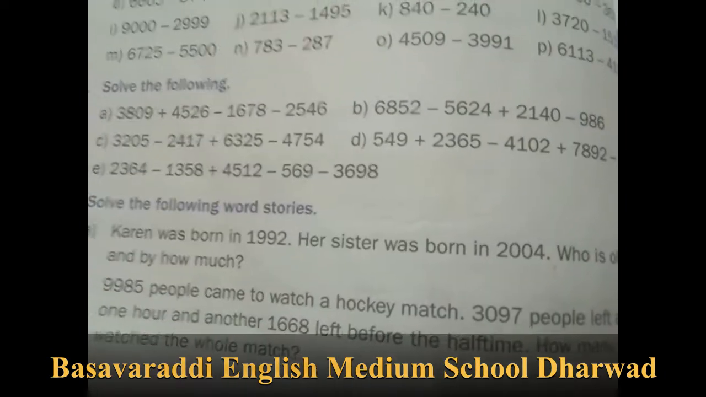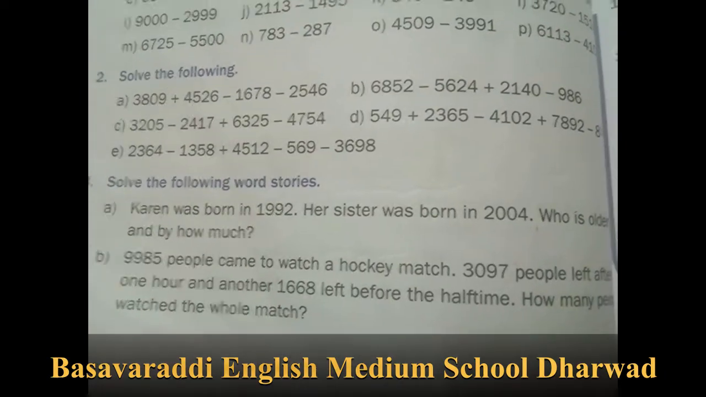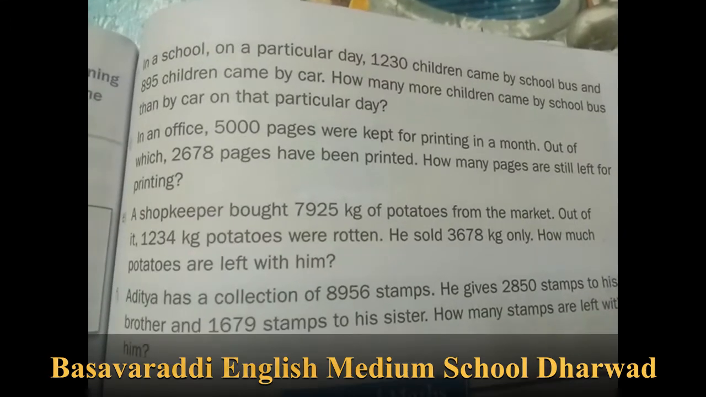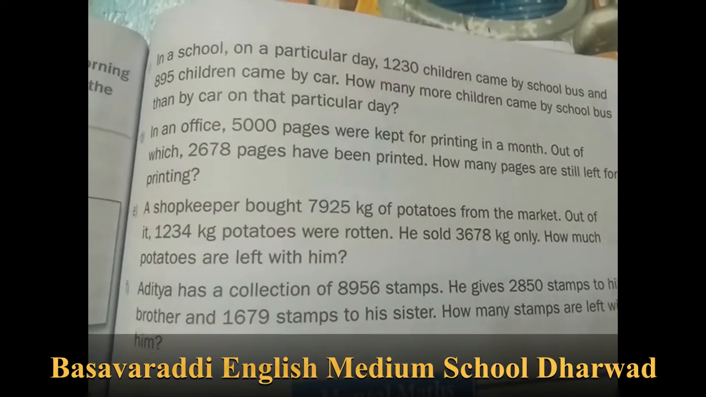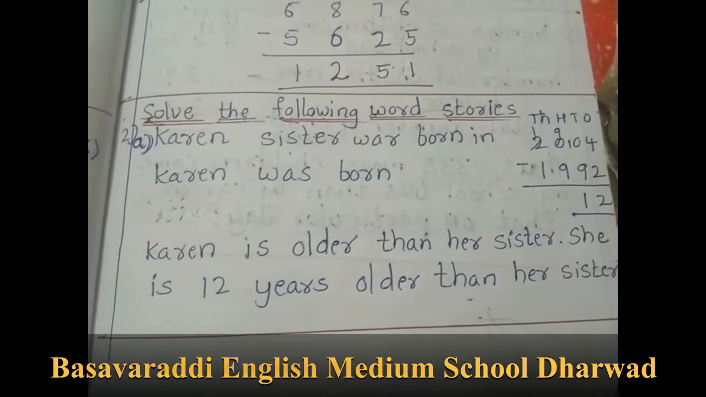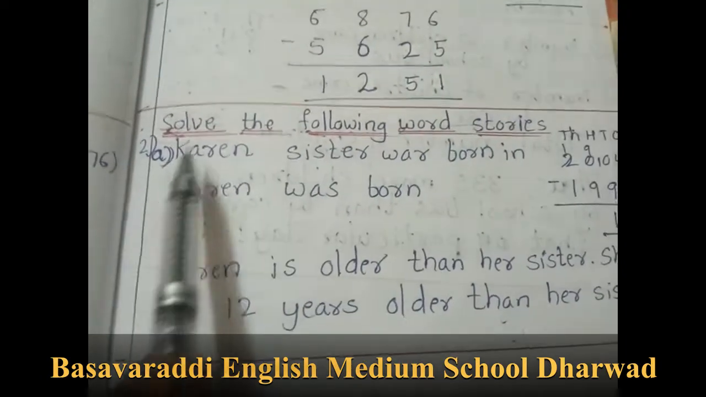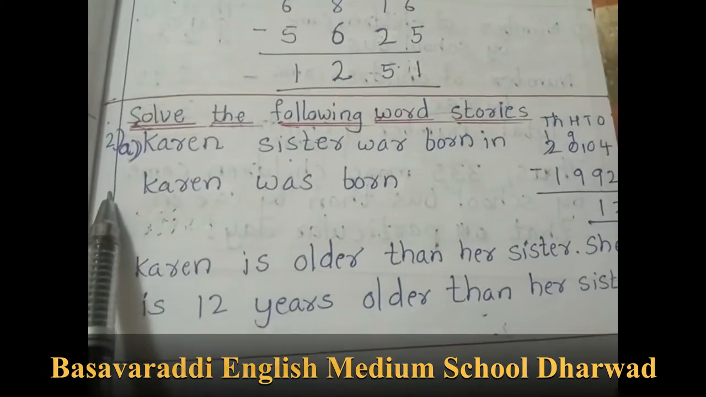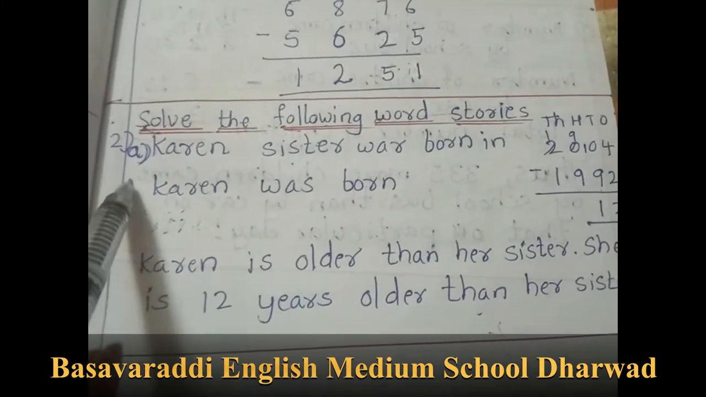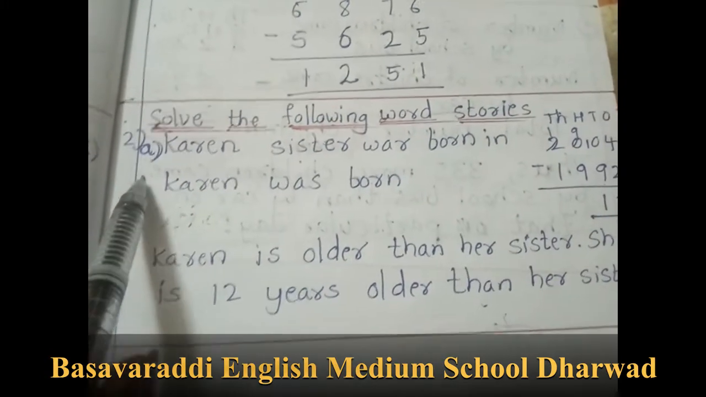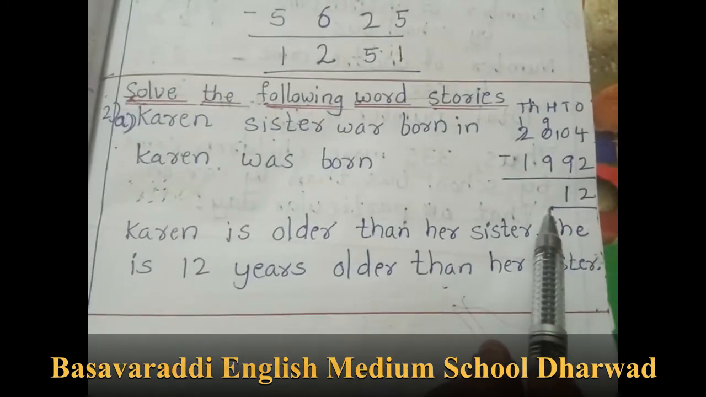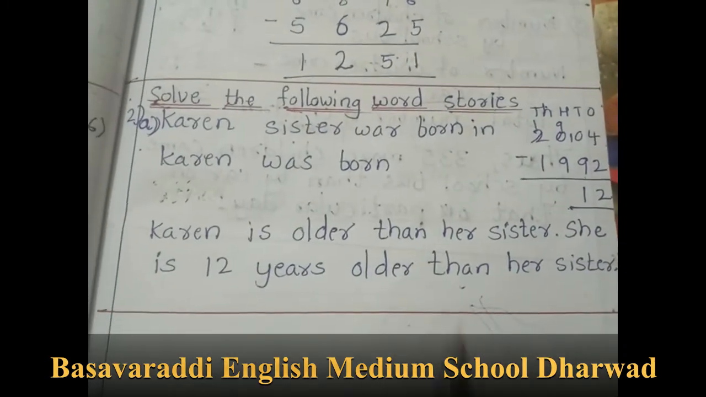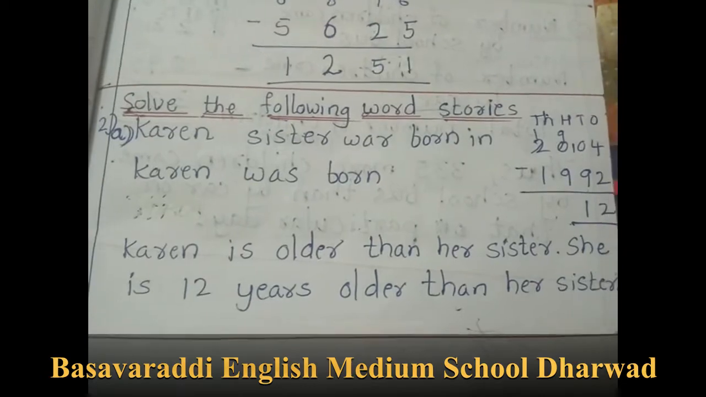Third one is solve the following word stories. So here the word story is there, all questions are there. The answer is this one. Solve the following word stories. First word problem, the story sum, so the answer is 12. So here it is a word problem.